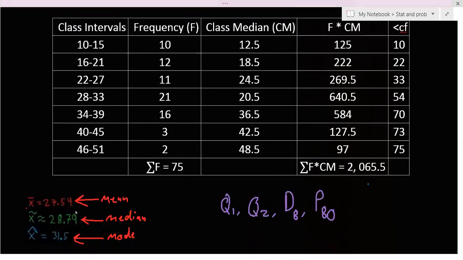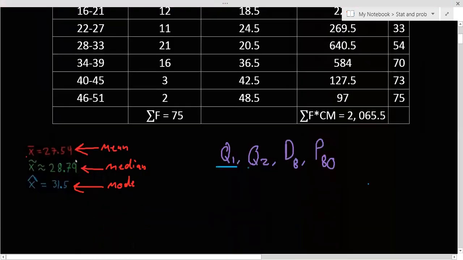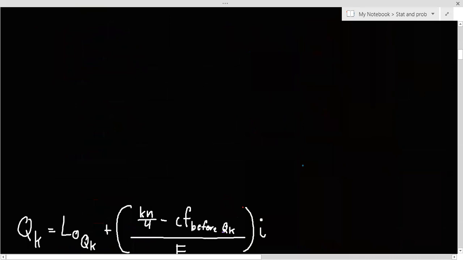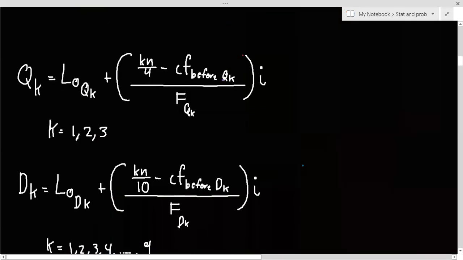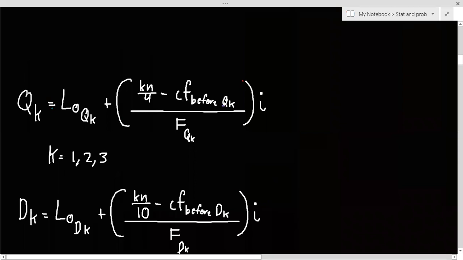How are we going to find the first quartile, the second quartile, the 8th decile, and the 80th percentile? So, we will use this formula. Meron tayong tatlo kasi meron tayong quartile, decile, and percentile. Pero, all of them are exactly the same. Okay, let's start first with the quartile.